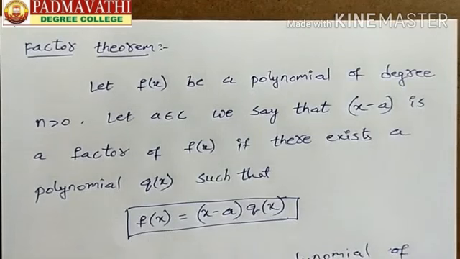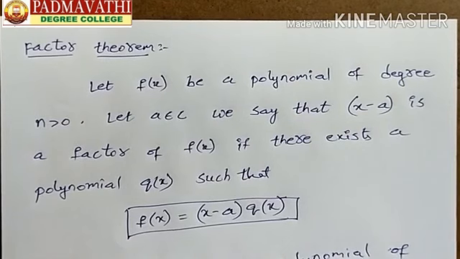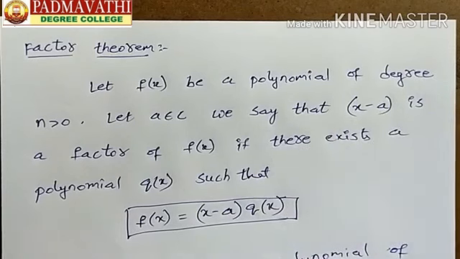Right, next one is the factor theorem. Its statement is: let f of x be a polynomial of degree n greater than 0. Let a belong to c. We say that x minus a is a factor of f of x if there exists a polynomial q of x such that f of x equal to x minus a into q of x. In this case, the remainder value will be 0. Remainder 0 means the term will become a factor of this polynomial. So that is what we are writing.